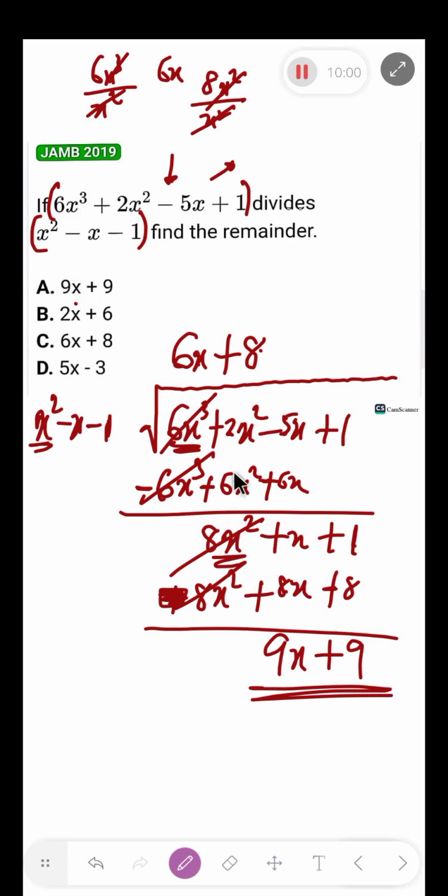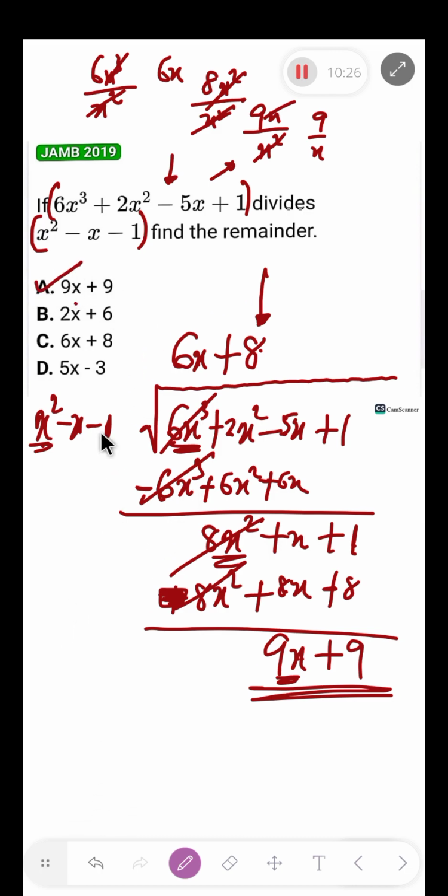So how will you know when to stop? In this case, you have 9x plus 9. If you go ahead with this division again, 9x divided by x squared, now I have 9 over x. Does that make any sense? In fact, whenever you get to a constant value here, then you know that you stop. So the remainder here is just 9x plus 9. So option A is totally correct.